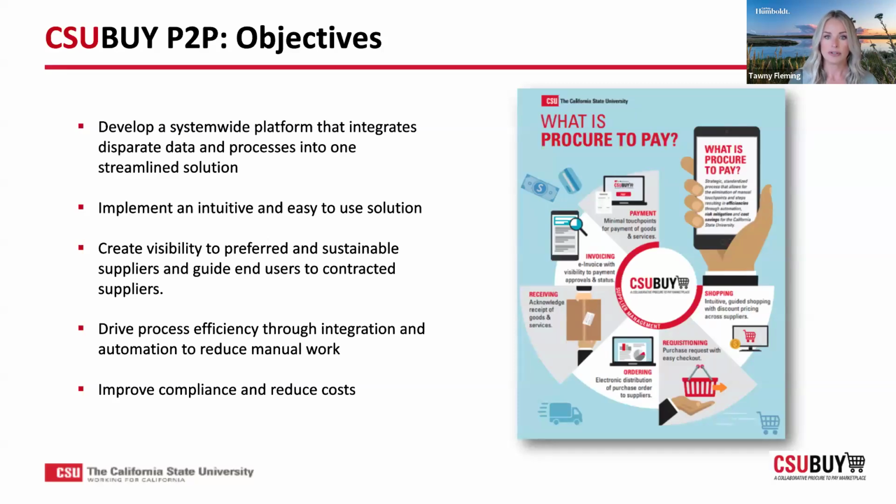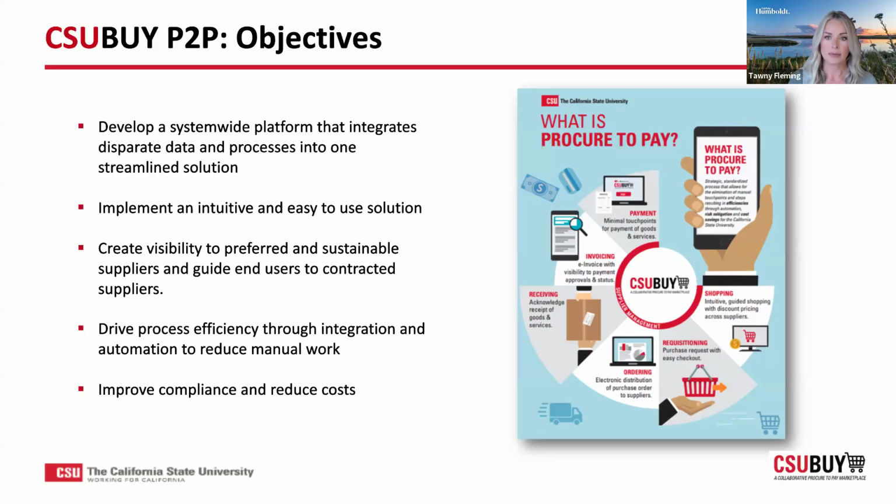The graphic on this slide visually represents the entire procure-to-pay lifecycle and the key functions that P2P supports. Starting with shopping for goods and services, users can engage in purchasing with access to preferred, contracted, and sustainable suppliers. This flows into requisitioning, ordering, and receiving, all of which are handled in a centralized environment with fewer manual steps. The process concludes with invoicing and payment, emphasizing automation, minimal touchpoints, and visibility throughout.